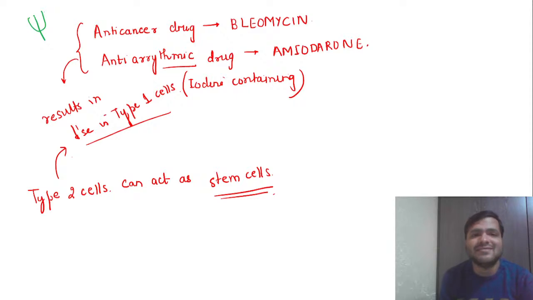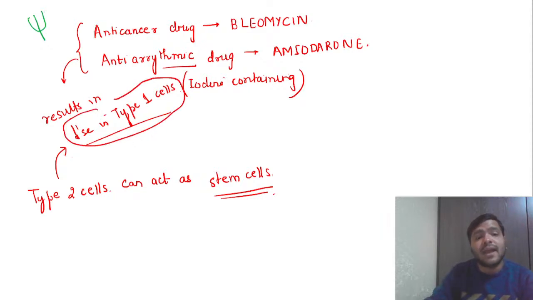So for any patient taking these drugs, the examiner may ask you to integrate pharmacology with physiology and medicine. The question will be: a patient is on the anti-cancer drug bleomycin, what physiological manifestation will be seen, which cells will be decreased, type 1 or type 2? It will result in the decrease of type 1 cells. That is something you have to relate and understand. It's not just physiology, it's clinical physiology, the medical physiology which is ours.